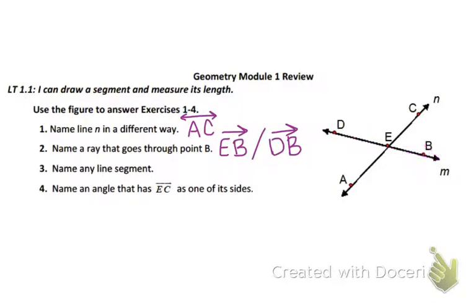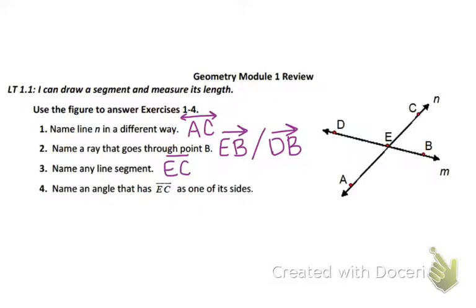Number 3 says to name any line segment. So to be able to create a line segment, you need 2 endpoints. So I'm going to pick 2 points that are collinear, so they're on the same line, and then I'm going to name a line segment. So I'm going to go with EC.